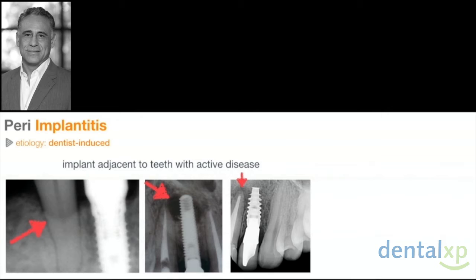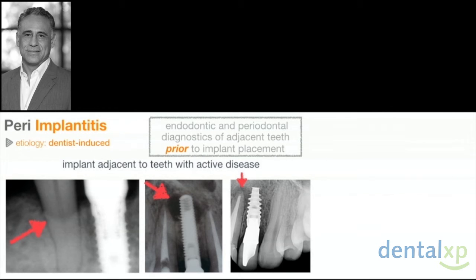Also, implants placed adjacent to teeth with active disease, whether it be an active periodontal disease or an active lesion of endodontic origin, as shown in those two x-rays on the right side, can certainly increase the risk of infection on the implant. So it's important to address the periodontitis and the endodontic lesion prior to placement of the implant to make sure that we are not increasing the risk there. Hence, endodontic and periodontal diagnostics of the adjacent teeth prior to the implant placement is extremely crucial.